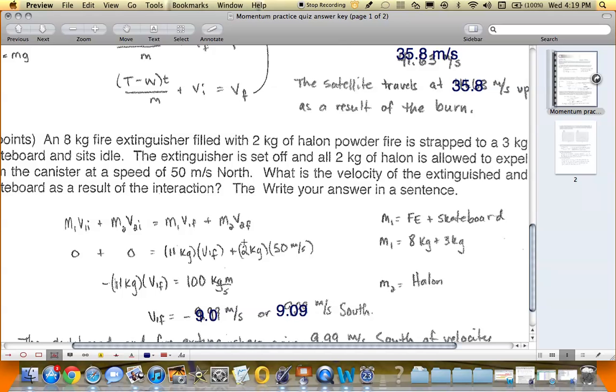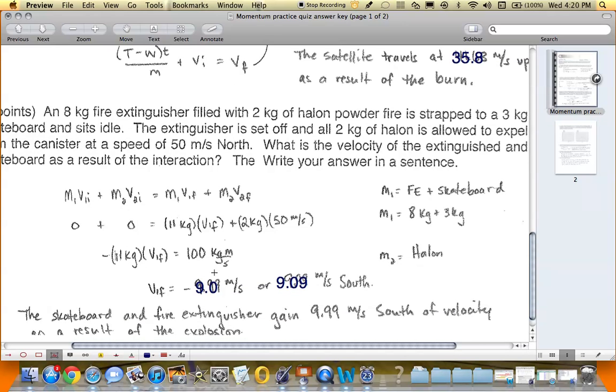in the other direction. It's very similar to a bullet and a gun, a cannon and a cannonball, anything like that. There's always a recoil. So this is like the bullet, the halon, and the extinguisher and the skateboard is just like a gun. Okay, so what I did, I moved the 2 kilograms times 50 meters per second to the other side, and I solved for V1F, and I got 9.09.